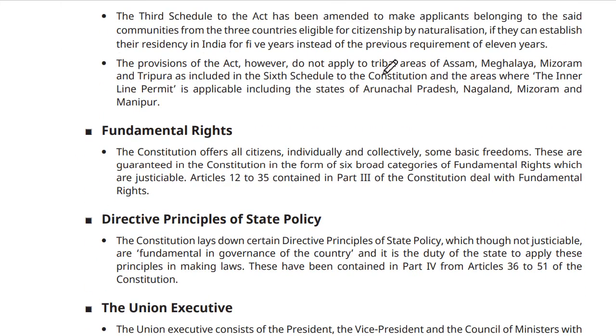The Third Schedule to the Act has been amended to make applicants belonging to the said communities from the three countries eligible for citizenship by naturalization if they can establish their residency in India for 5 years instead of the previous requirement of 11 years. The provisions of the Act, however, do not apply to tribal areas of Assam, Meghalaya, Mizoram and Tripura as included in the Sixth Schedule of the Constitution, and the areas where the Inner Line Permit is applicable, including the states of Arunachal Pradesh, Nagaland, Mizoram and Manipur.